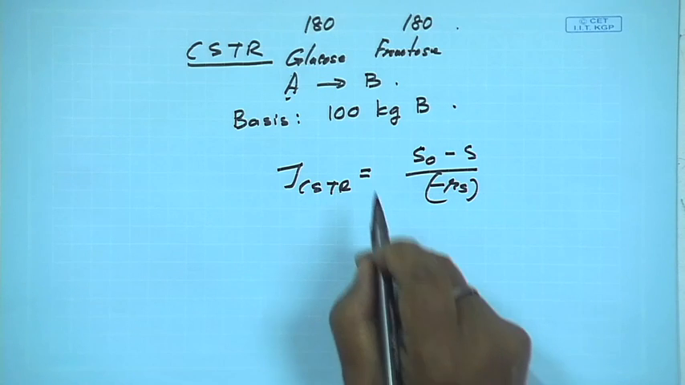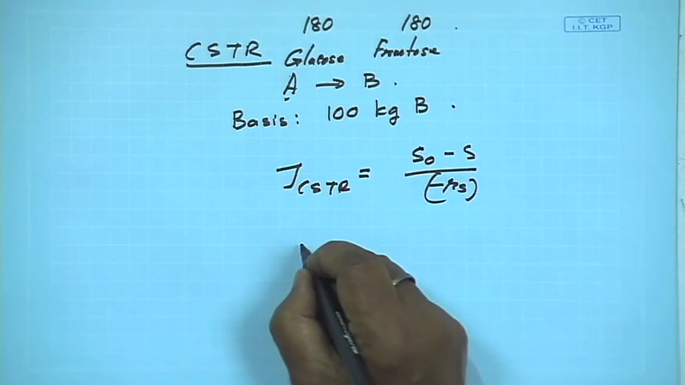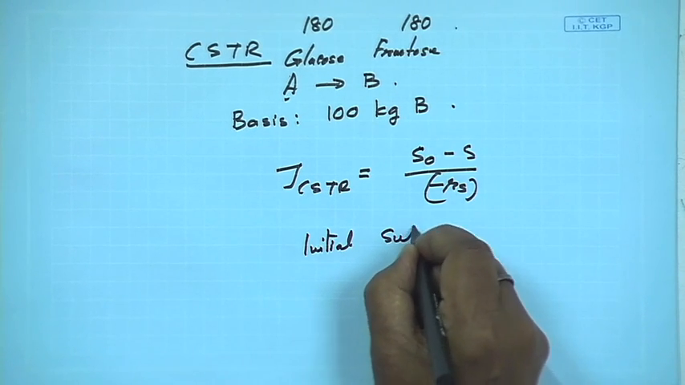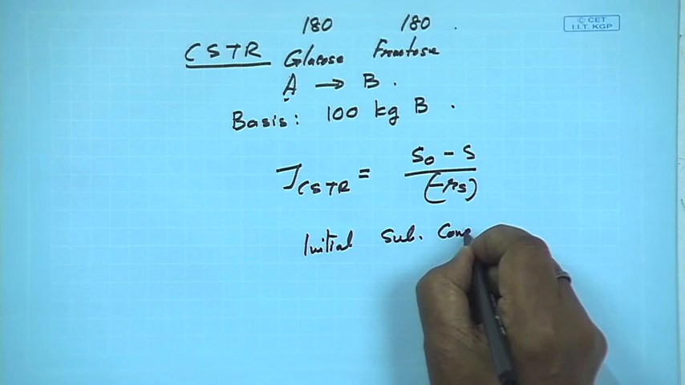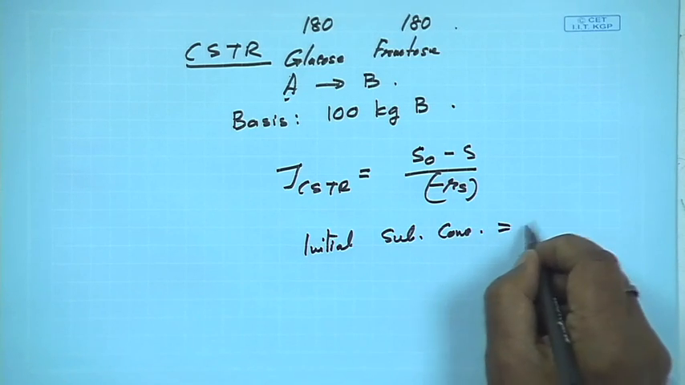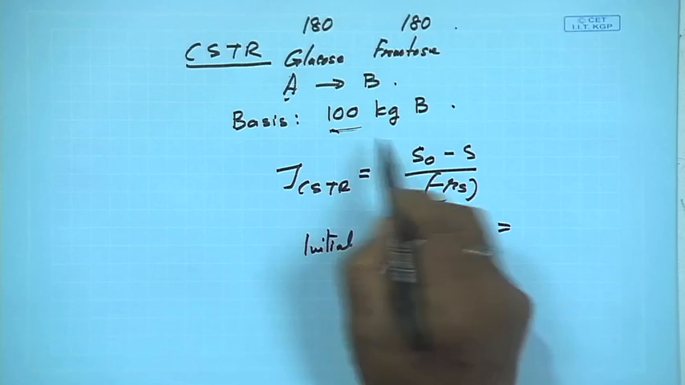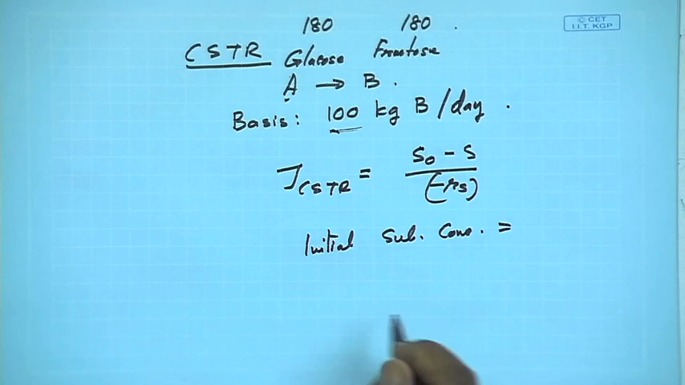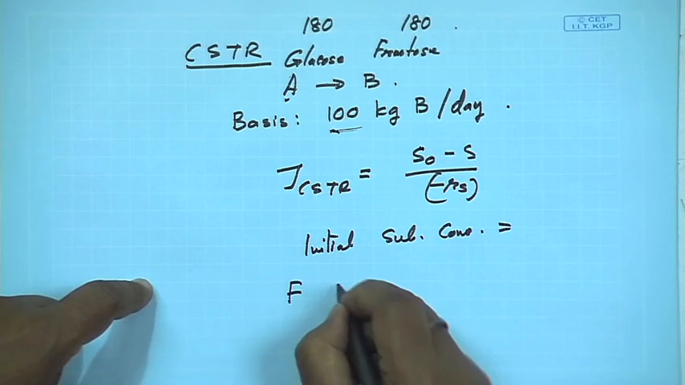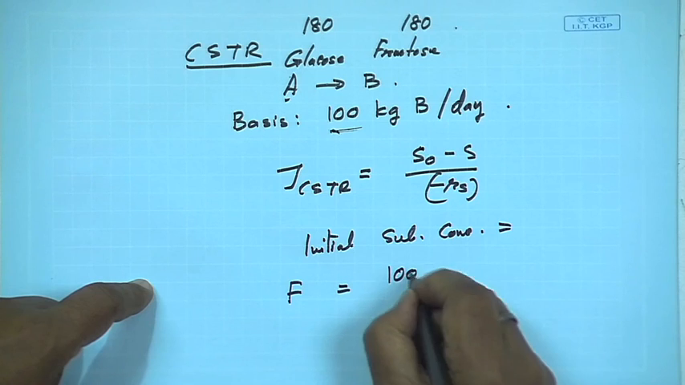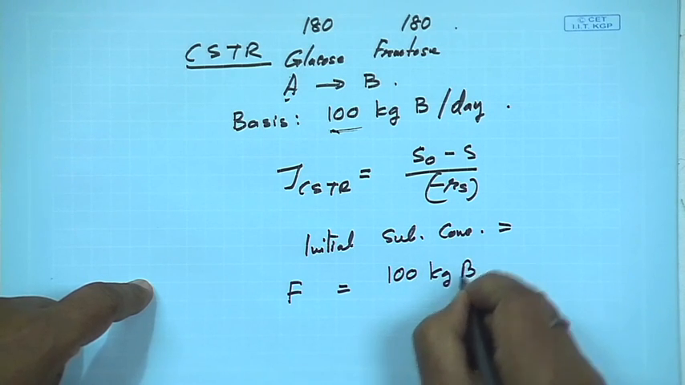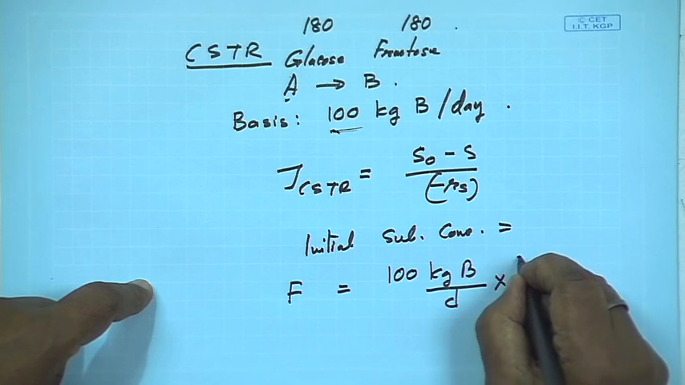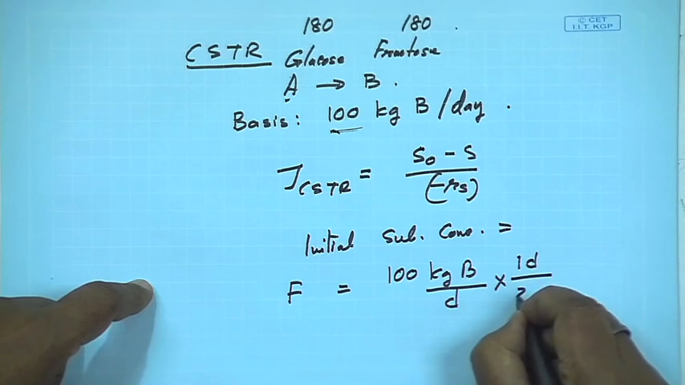And here you know the initial substrate concentration, that is the glucose concentration. So, if you know the initial substrate concentration, and suppose this is the amount being produced per day, then you can easily calculate the flow rate. This is 100 kg B per day. Now, 1 day is equal to what? 1 day is equal to 24 hours. Am I right?